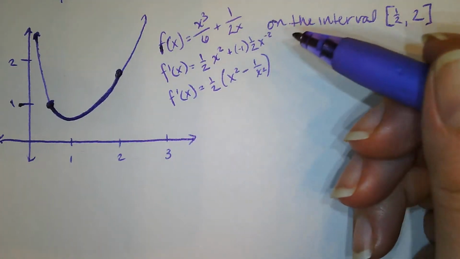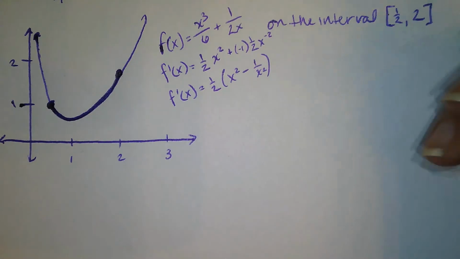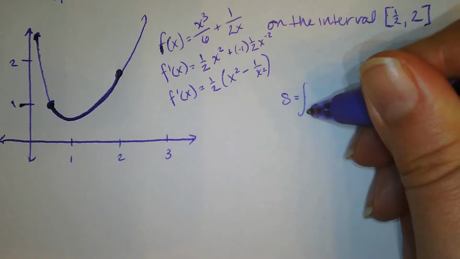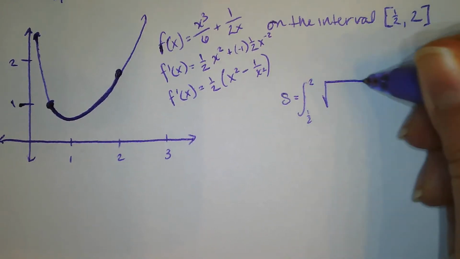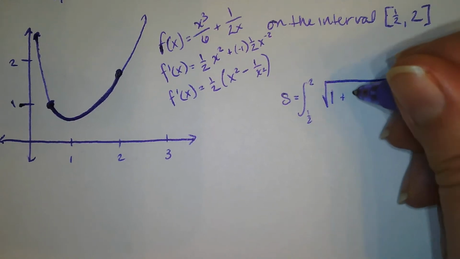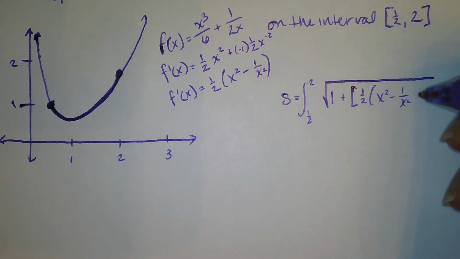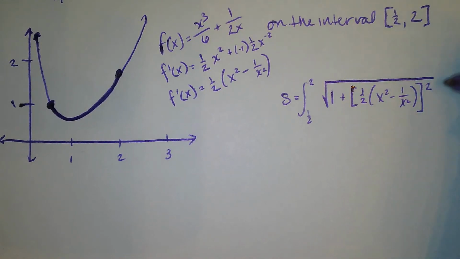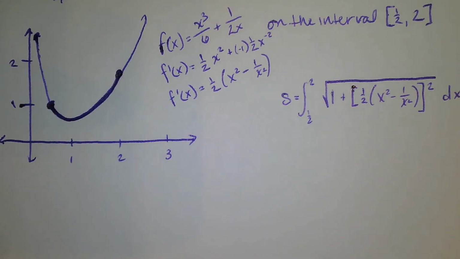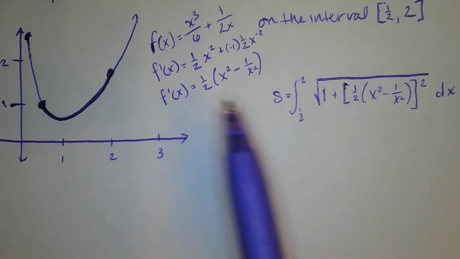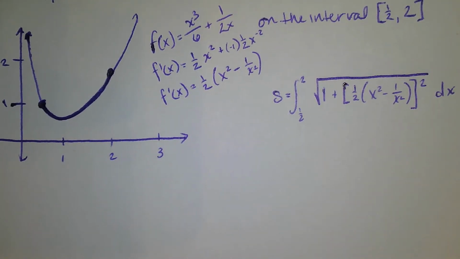So let's figure this out. All right, so s is equal to, from 1/2 to 2, the square root of 1 plus 1/2 times x squared minus 1 over x squared, dx. So 1 plus the derivative squared dx. All right, so we're going to do some simplifying here.